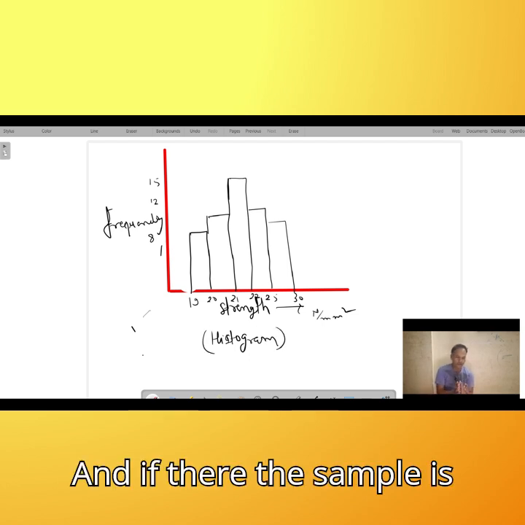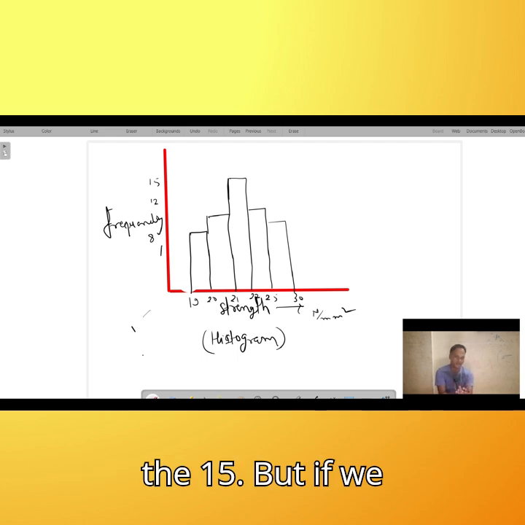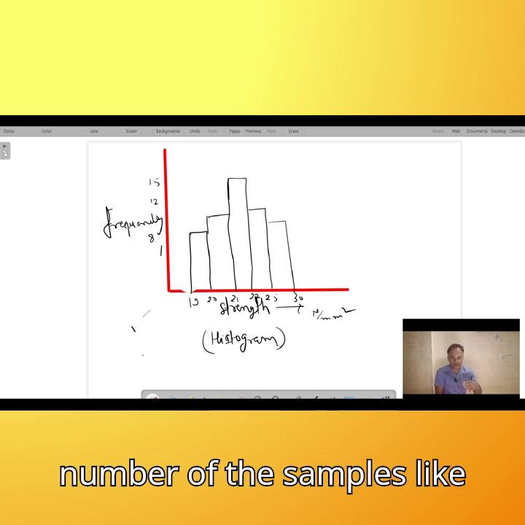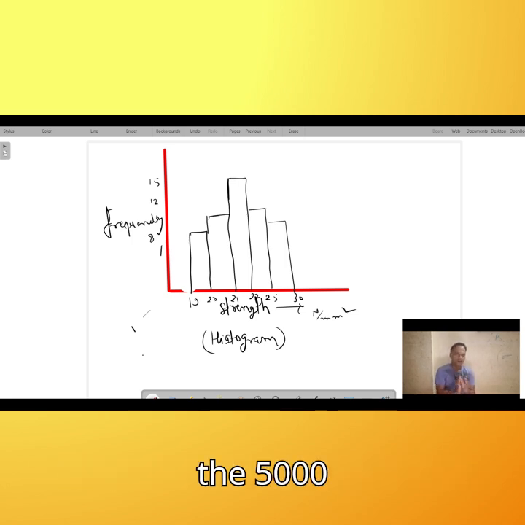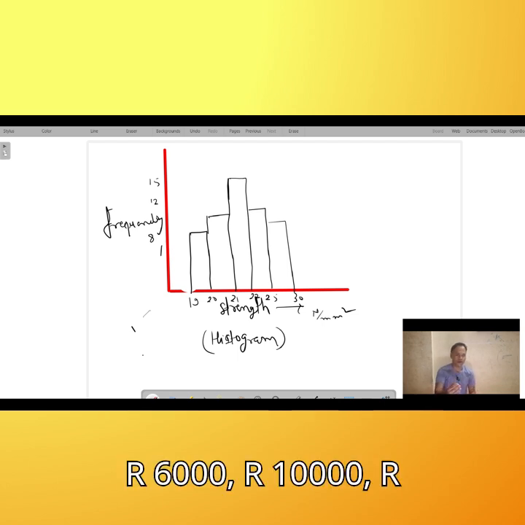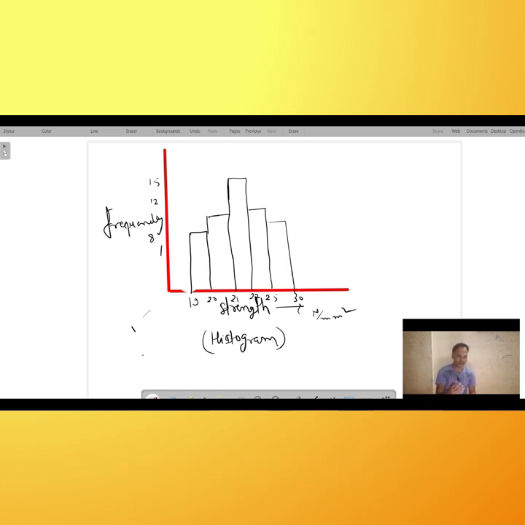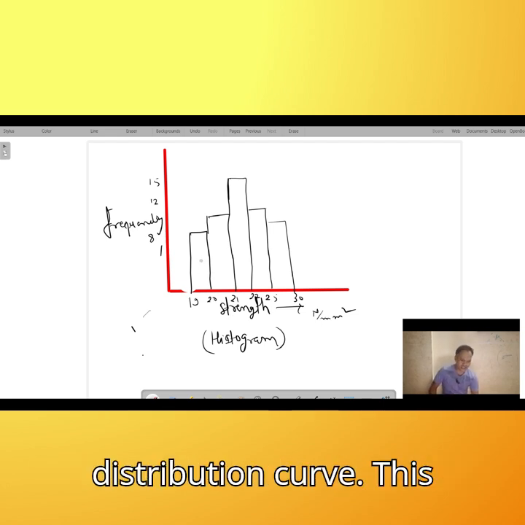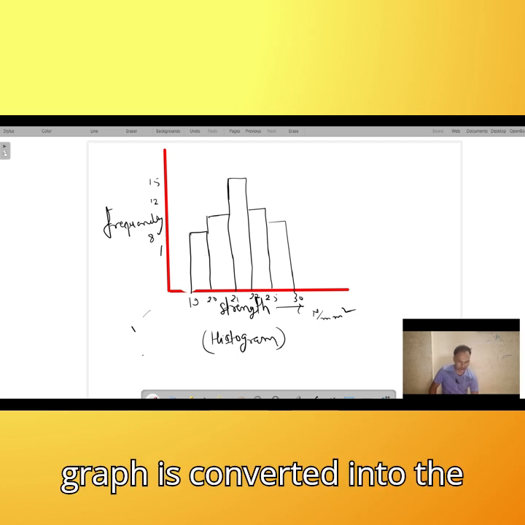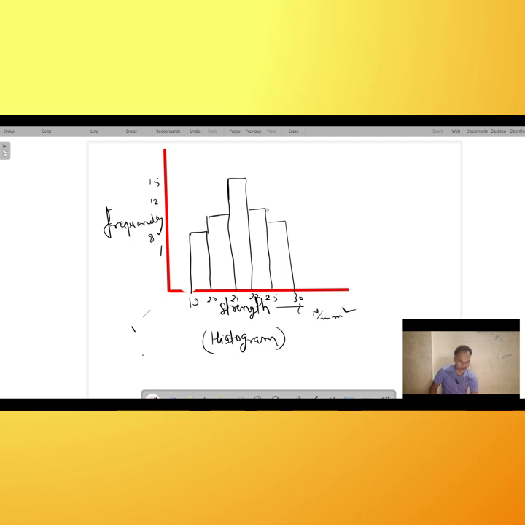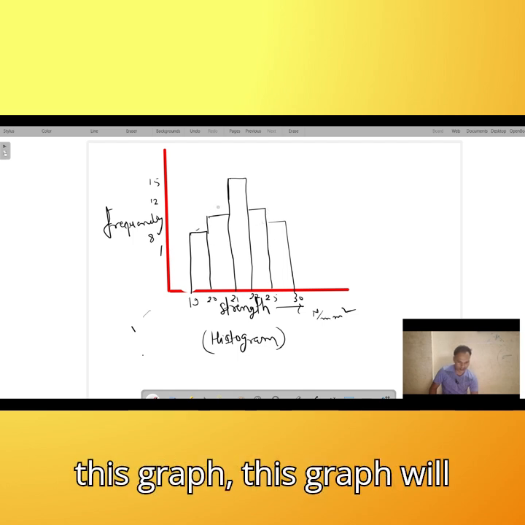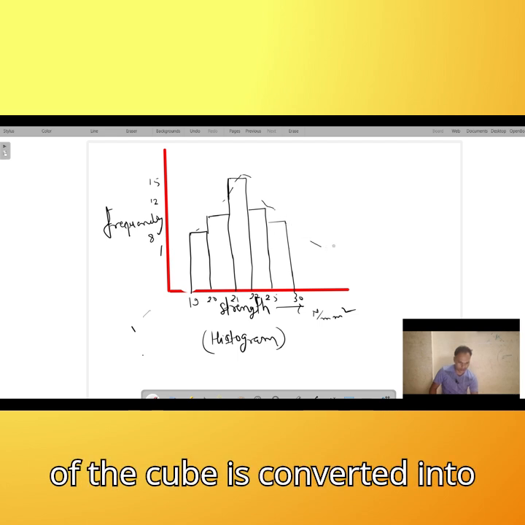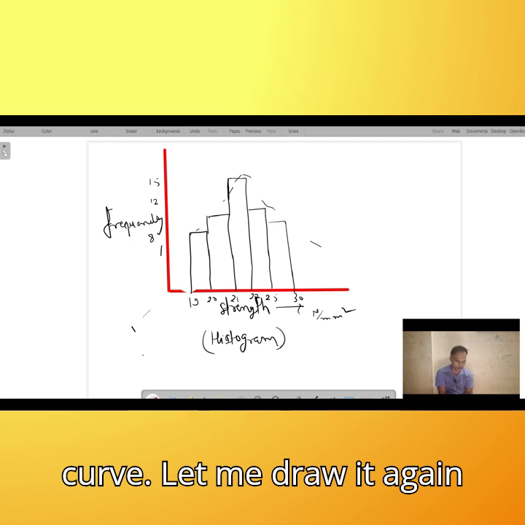And if the sample is 15, but we increase it to an indefinite number of samples, like 5,000 or 6,000 or 10,000 or 300,000, then this graph is converted into the frequency distribution curve. If we increase the number of cubes, this graph will convert into this frequency distribution curve. Let me draw it again.